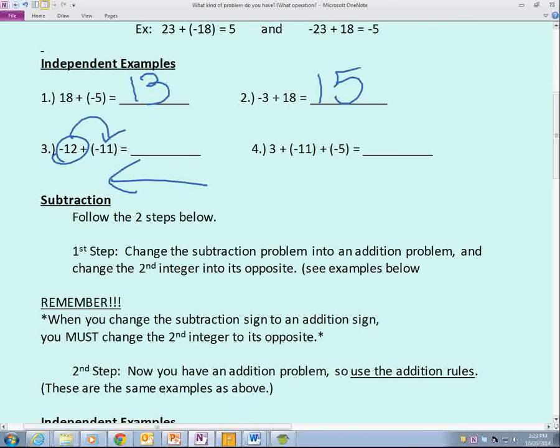So it's not negative 12. What is the correct answer? There you go. Yeah, negative 23. Negative 23. Now this one has 3 integers.